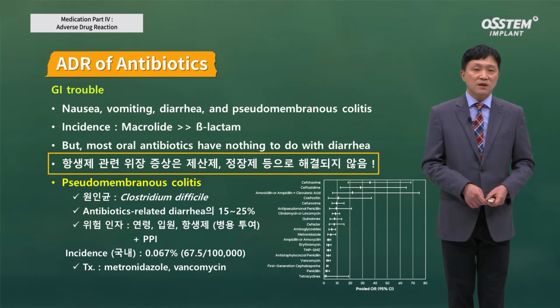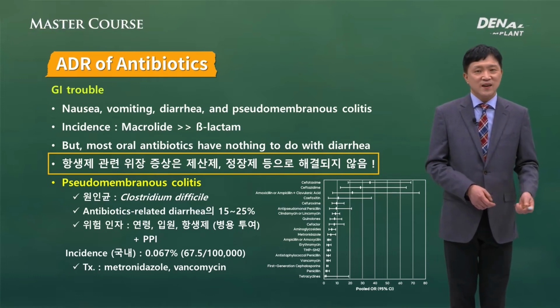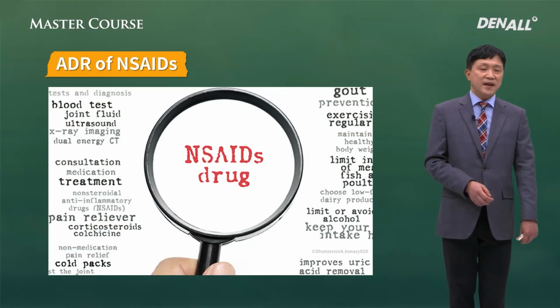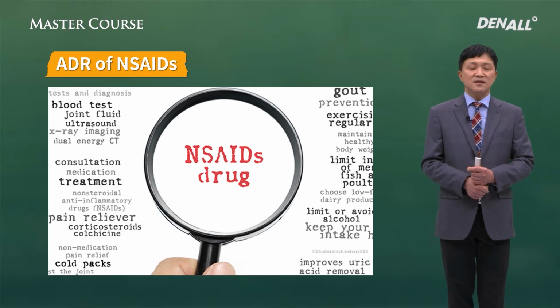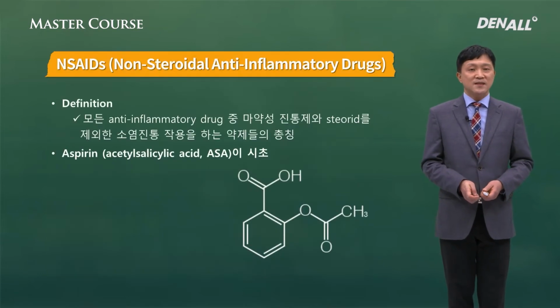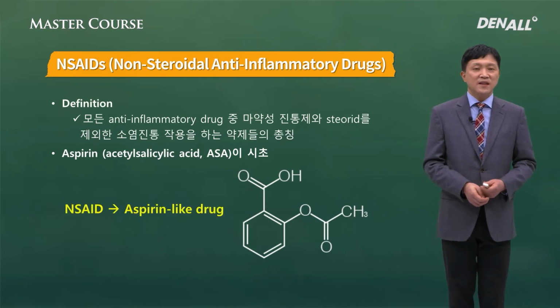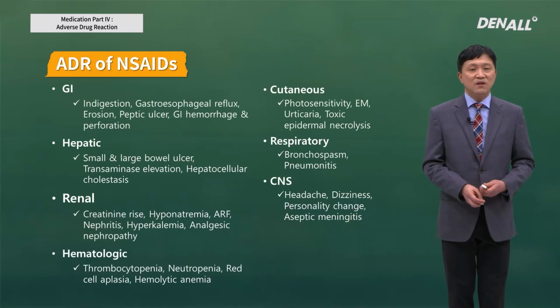I talked about adverse drug reactions of antibiotics. An important thing is you don't need to be concerned about GI symptoms related to antibiotics. Next, NSAIDs. ADR of NSAIDs. This is important. There are many adverse reactions we experience. I said NSAID is aspirin-like drugs. There are so many different types.